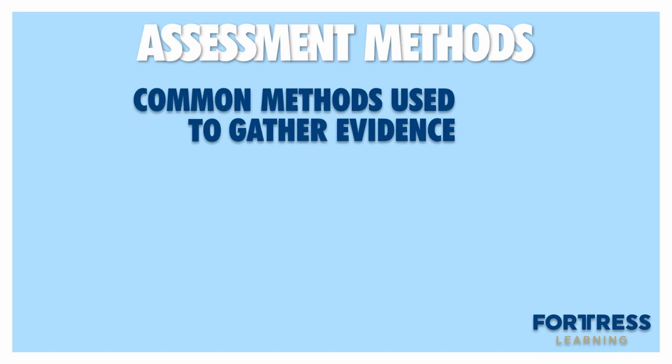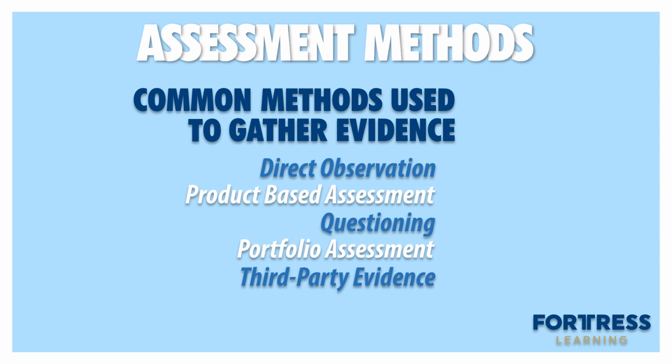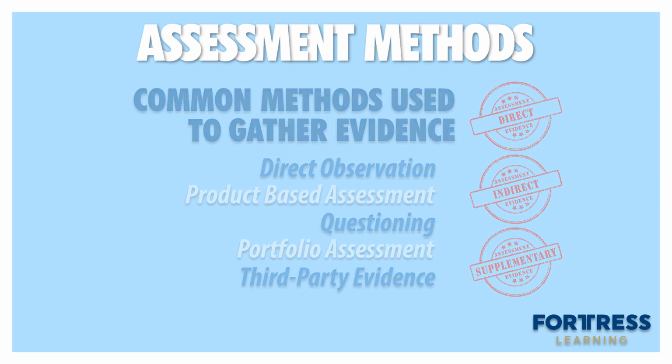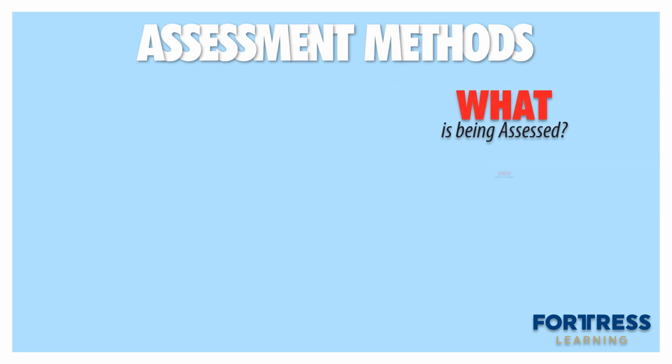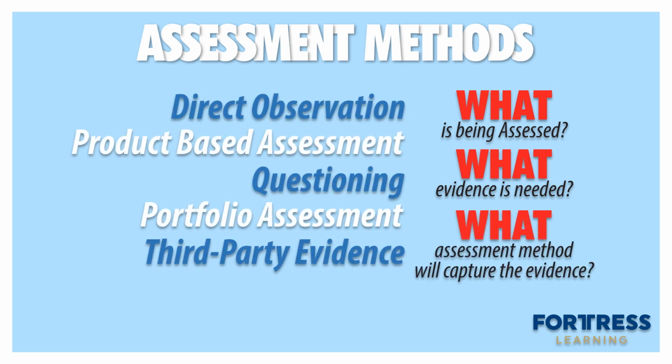In this bite-sized tutorial, we've looked at the 5 most common methods of assessment, including direct observation, product-based assessment, questioning, portfolio assessment, and third-party evidence. We also looked at the different forms of evidence that can be collected, including direct, indirect, and supplementary evidence. When choosing assessment methods, it's always important to understand what is being assessed, what evidence is needed, and then select a method that will best capture the evidence for determining a candidate's competence.